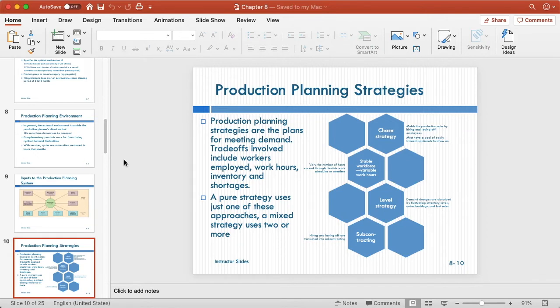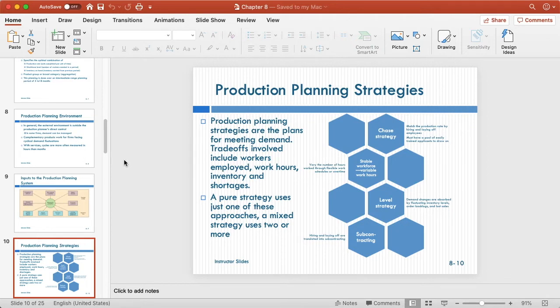It won't need you to change the workforce level. It won't need you to count the overtime rate, but sometimes you have a higher risk of having a back order situation. The last one is called subcontracting. Subcontracting is also very straightforward. This strategy is a little bit similar to the first strategy, which is the chase strategy.